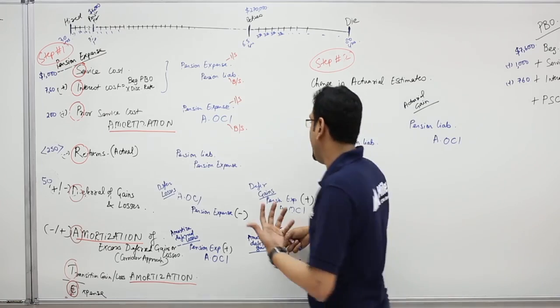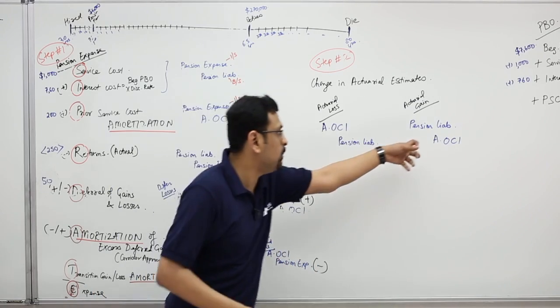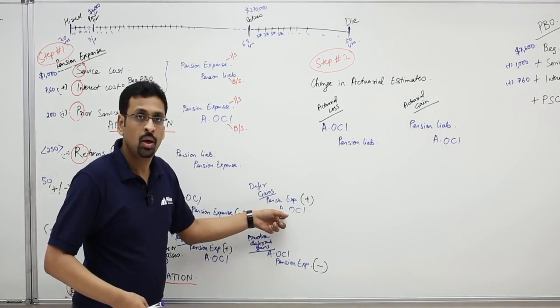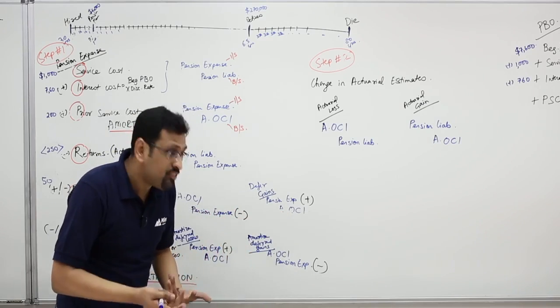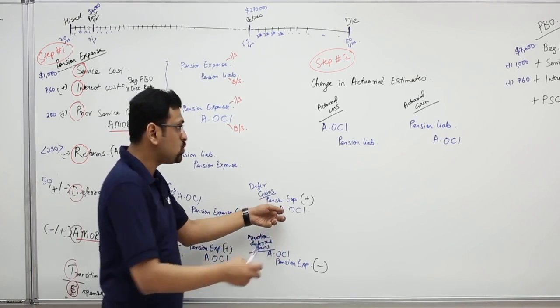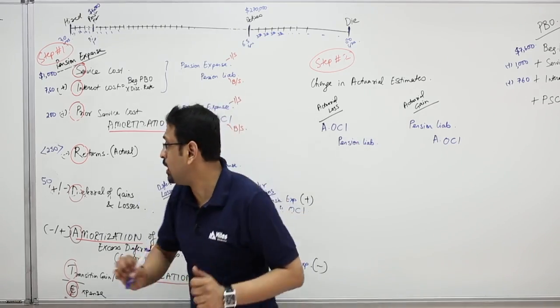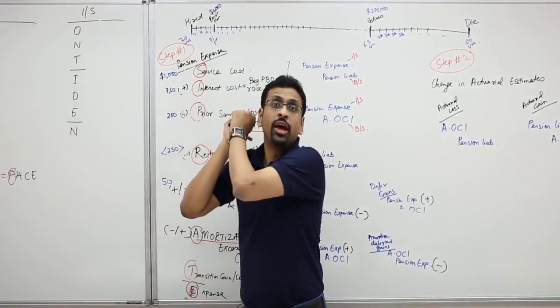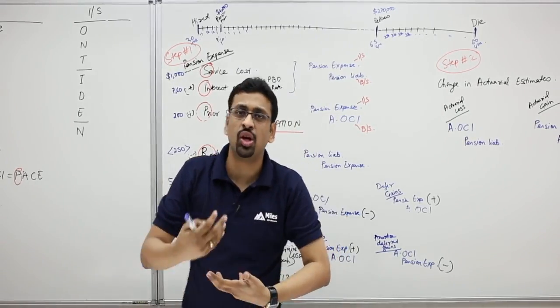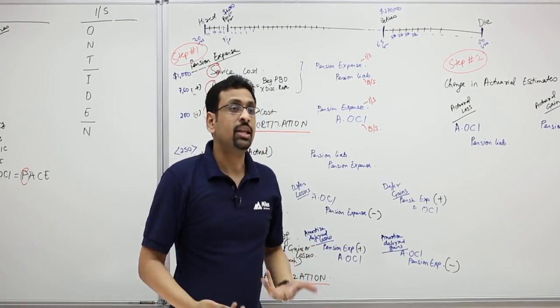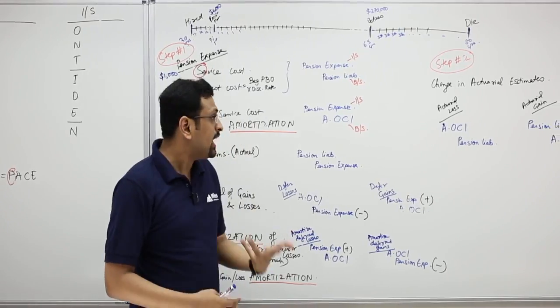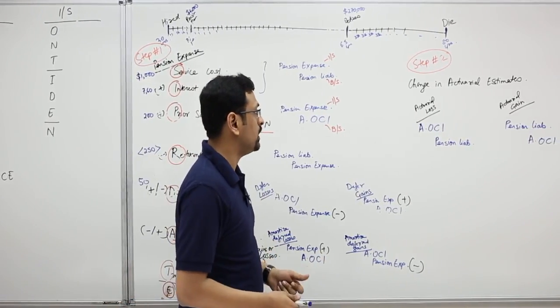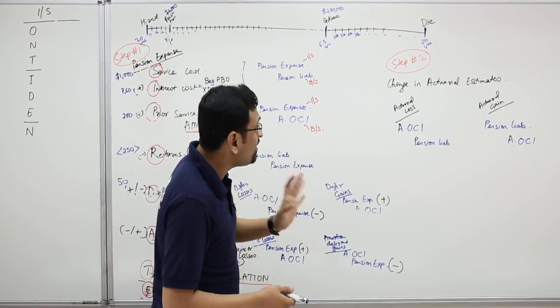So when you create the deferral, the credit is accumulated OCI. When you amortize the deferral, you debit accumulated OCI. So this one is putting into accumulated OCI, and amortizing is taking out of accumulated OCI. That's the logic, the way of thinking that you need to understand when you're looking at accumulated OCI for pension accounting. So that is step number 2.